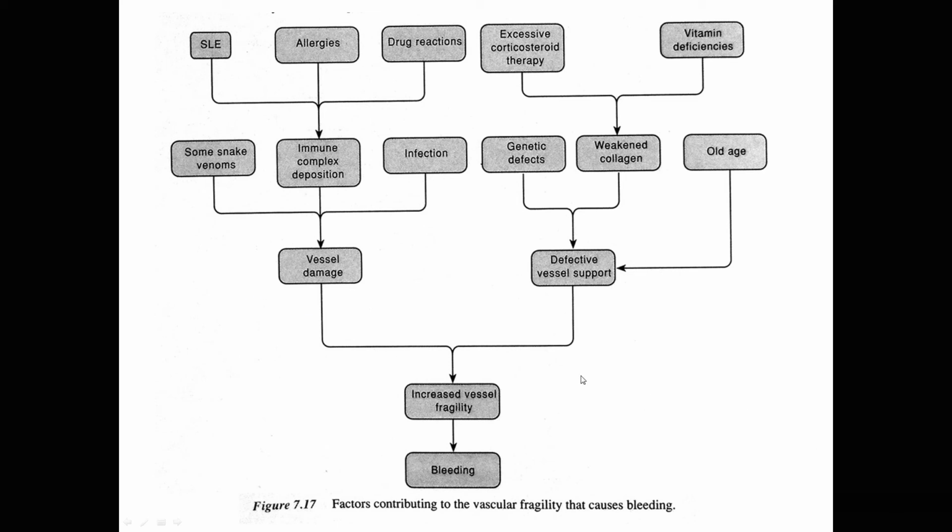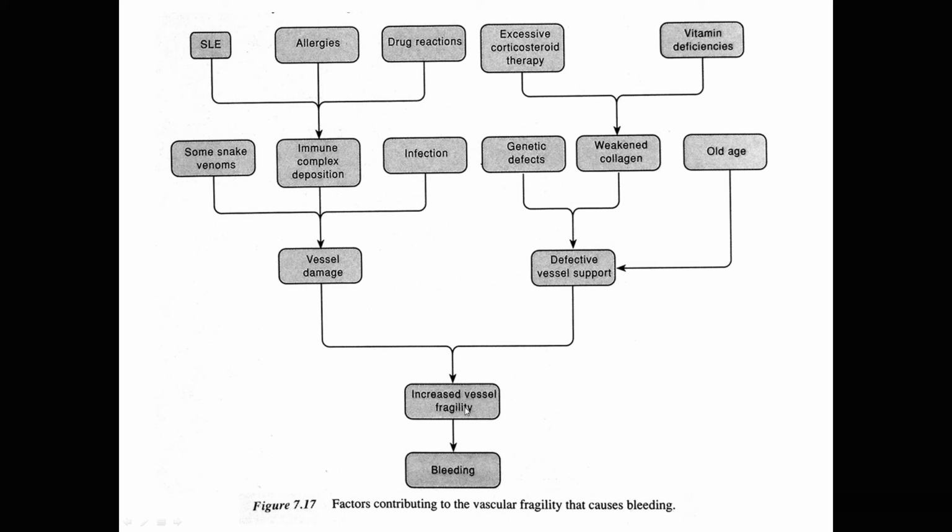This slide illustrates the mechanism of the bleeding due to vessels defect. For example, two main factors: vessel damage or defective vessel support. Vessel damage may be due to infection. It is observed in a disorder known as anaphylactoid purpura of Schönlein-Henoch, usually after a streptococcal infection, because of the vasculitis, deposition of immune complexes, damage to the vessel, with increased permeability, exudation, and hemorrhages.